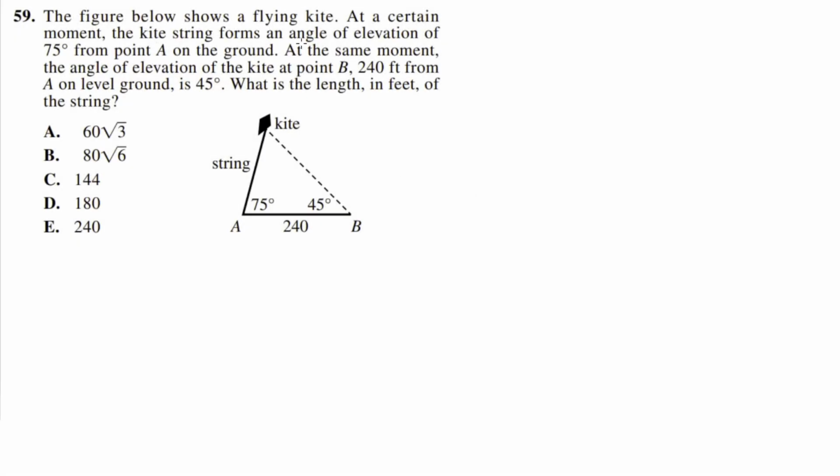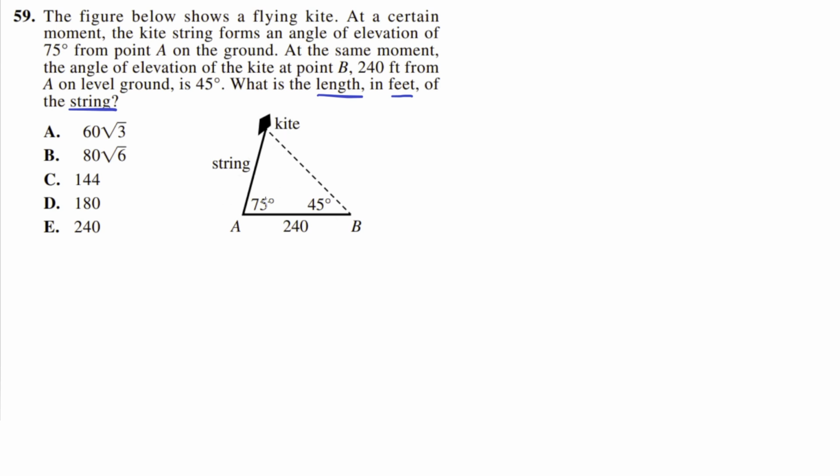The figure below shows a kite flying at a certain moment. The kite string forms an angle of elevation of 75 degrees from point A on the ground. At the same moment, the angle of elevation of the kite at point B, 250 feet from A on level ground, is 45 degrees. What is the length in feet of the string?